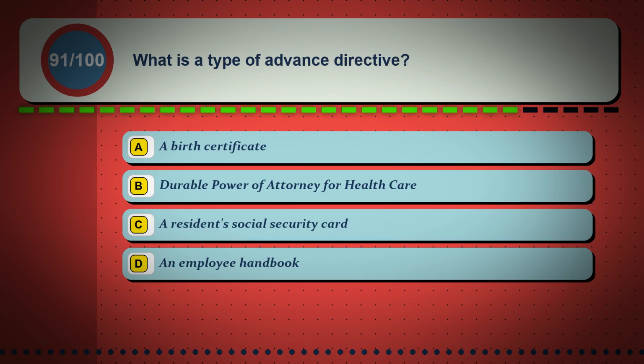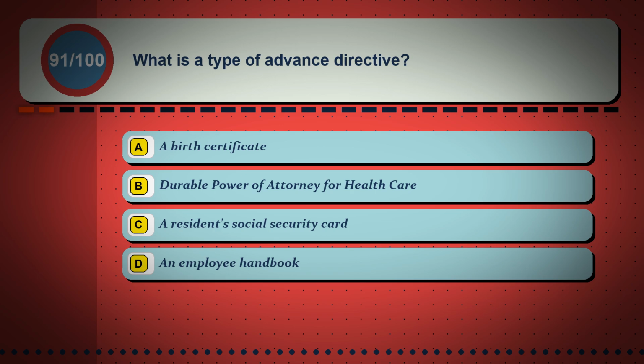Question 91. What is a type of advance directive? Option A, a birth certificate. Option B, durable power of attorney for health care. Option C, a resident's social security card. Option D, an employee handbook.